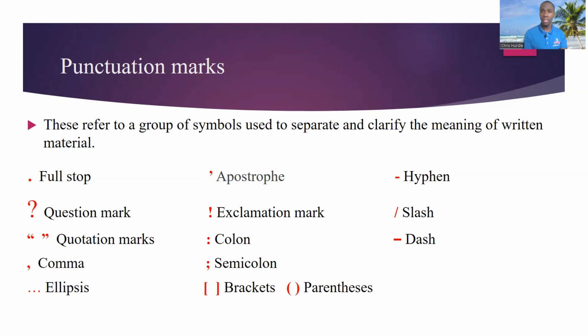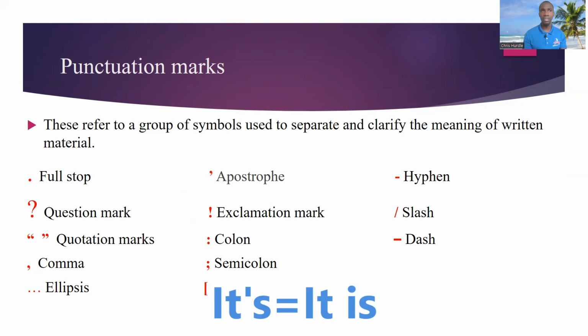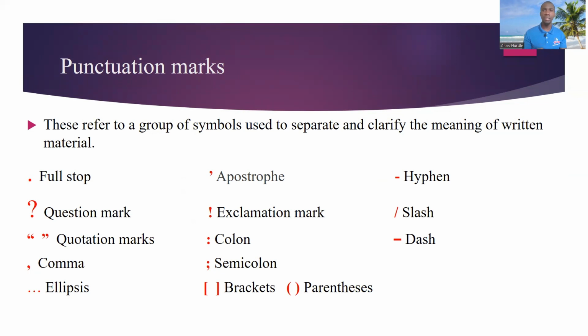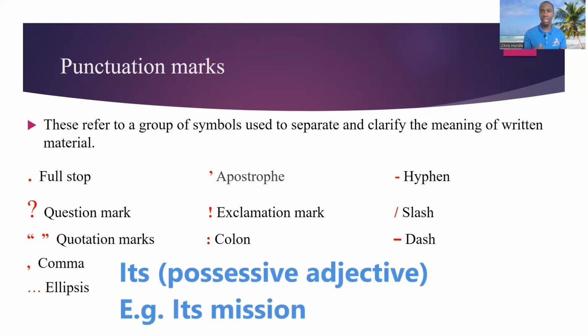Now, they also affect meaning. And this is when the definition says clarify the meaning. Let me give you an example. Let's use the apostrophe. If I say it's, there are two ways that that can be spelled. I could say it apostrophe s or its. In speaking, the difference would not be noticeable, but in writing, there's a big difference. If I say it apostrophe s, that is an abbreviation of it is. It's a contraction of it is. But if I write its, no apostrophe, that is a possessive adjective.